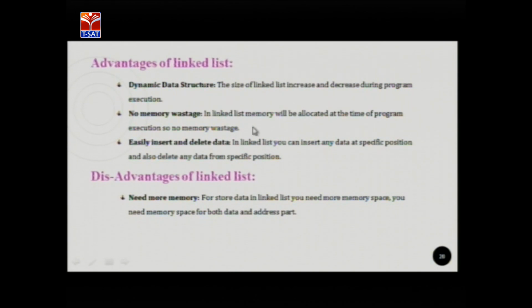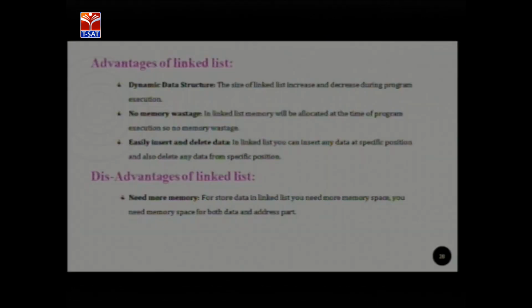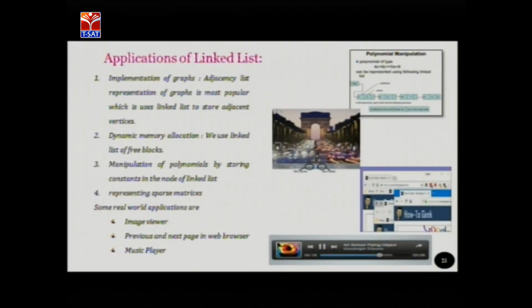We discussed that the data node consists of two parts, that is the data part, and the next one is the address part. So for that address part it needs more memory. These are the advantages and disadvantages of the linked list. And now we are going to see how the linked list is implemented in various applications. In graph implementation we are using the linked list, and it has dynamic memory allocation. We use this in the linked list of free blocks, and manipulation of polynomials.